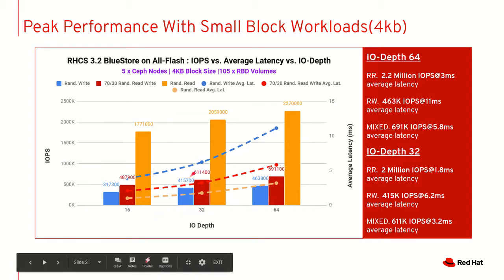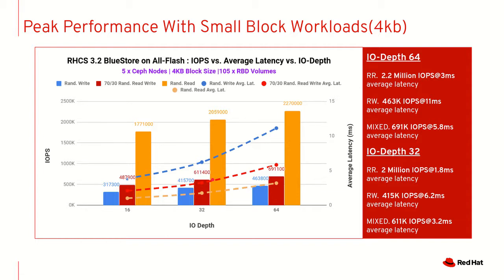Staying on the middle ground with an IO depth of 32, we were able to achieve 2 million IOPS with 1.8 milliseconds of average latency for random reads. Random writes peaked at 415,000 IOPS with a latency of 6.2 milliseconds. With our mixed workload, so 70 read, 30 write, we reached 611,000 IOPS with 3.2 milliseconds of average latency.